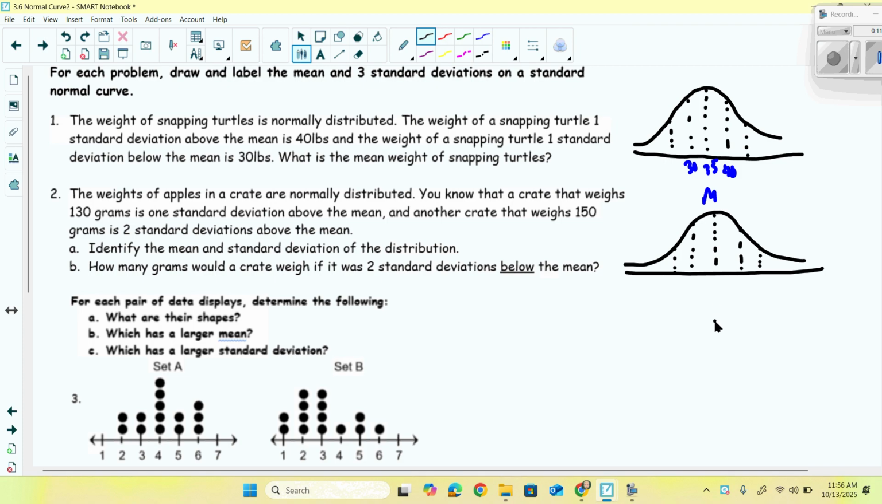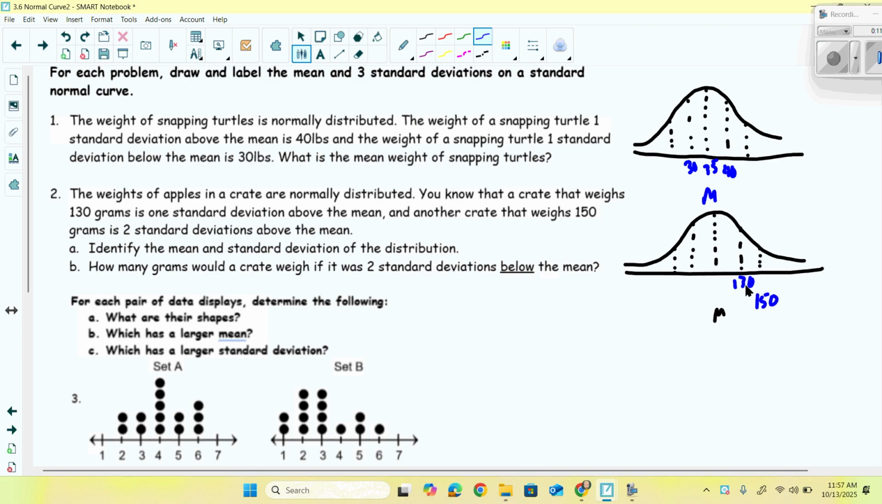And then this is going to be my mean right in the middle there. It says the weight of apples, the crate weighs 130 if it's 1 standard deviation above. So this guy again is 130. Another crate that weighs 150 is 2 standard deviations above. So now this is 150.